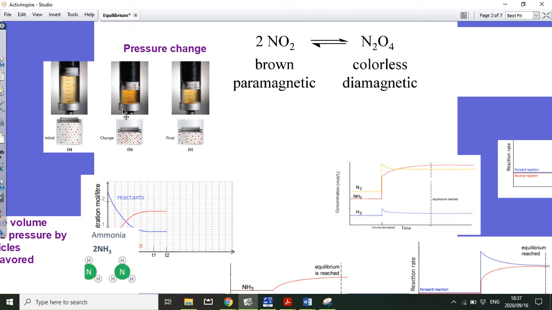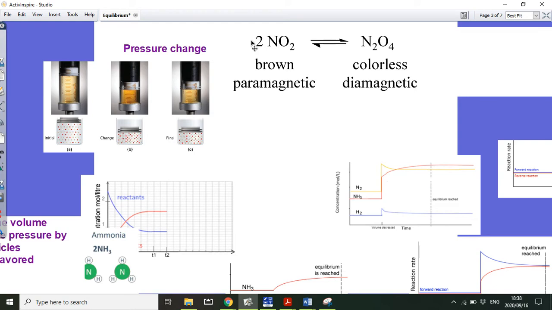Now, initially, yes, I'm pushing it down, so I'm pushing these particles closer together so they will get a bit more dense. But now you can see the volume is much smaller. If the volume is smaller, the pressure has gone up. But now the only way I can decrease pressure is by having less particles bounce here against the side. So the reaction will favor less particles forming.